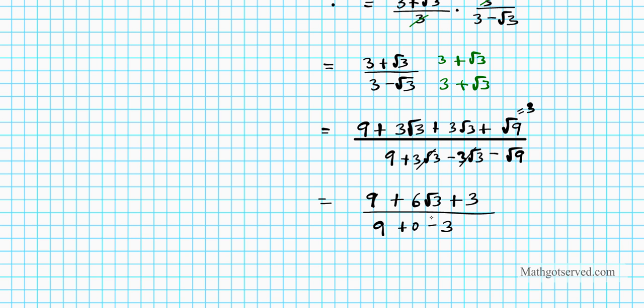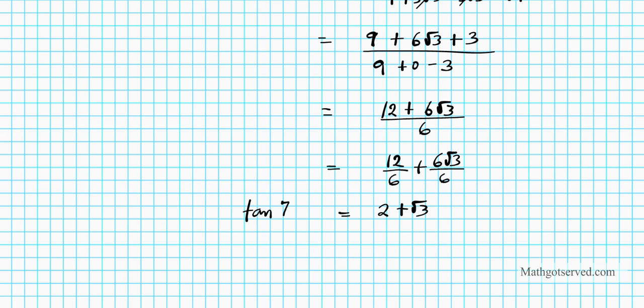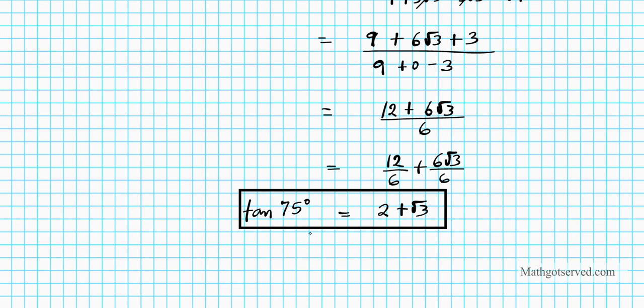Okay? All right, let's simplify further. We're going to have 9 plus 3 is 12, 12 plus 6 root 3. 9 plus 0 minus 3 is 6. Okay? And then we can break it apart into 12 over 6 plus 6 root 3 over 6. And you notice they divide out and you end up with 2 plus root 3. Okay? And that's exactly what we got in the original method, in method number 1. So we're confident that our answer is in fact correct. Okay? So that goes to two different ways of evaluating sum or difference identities for tan.